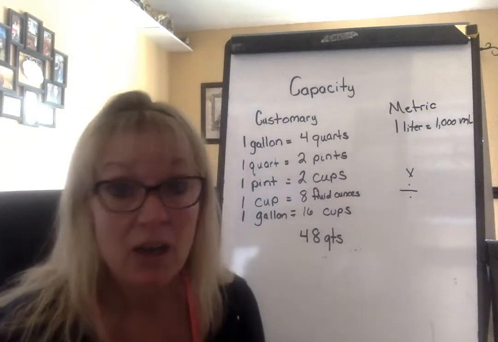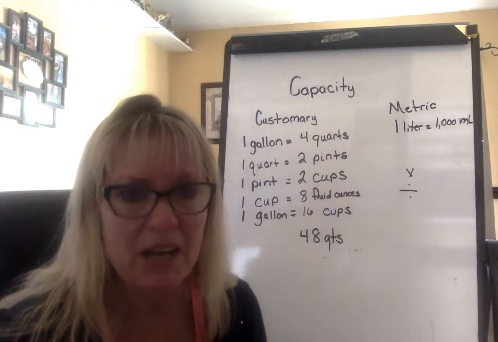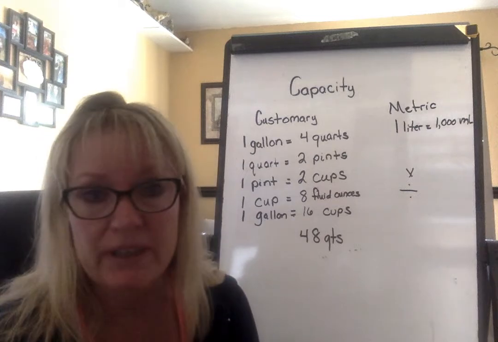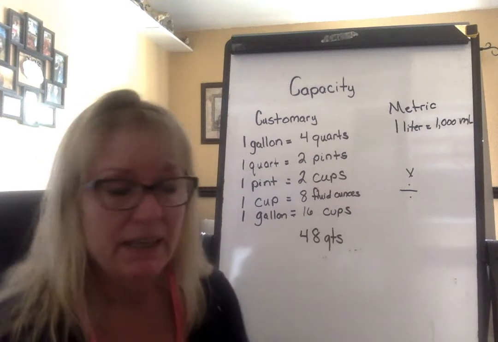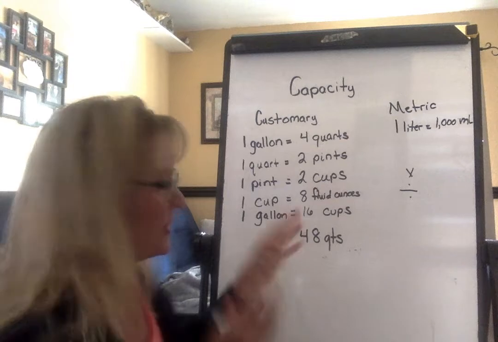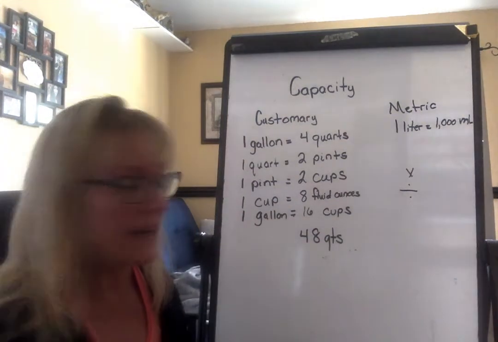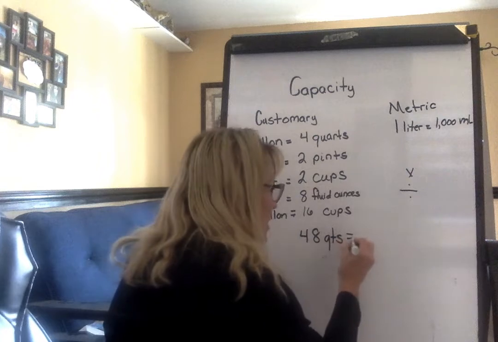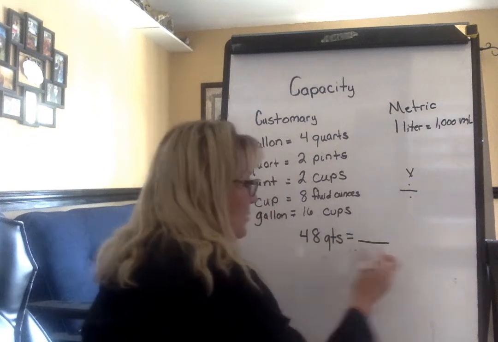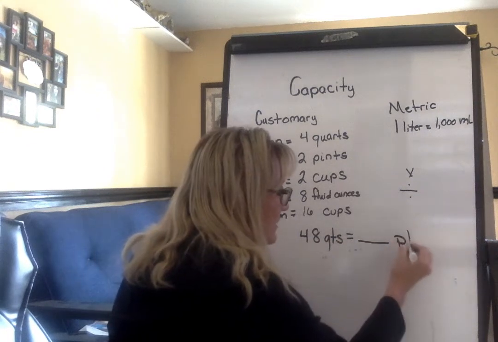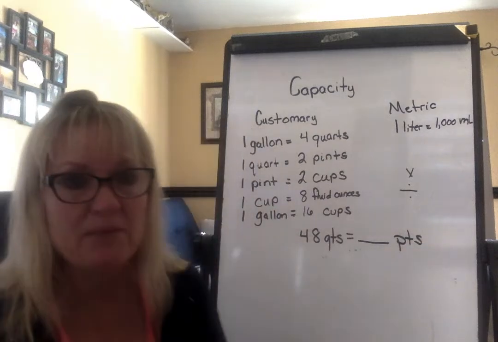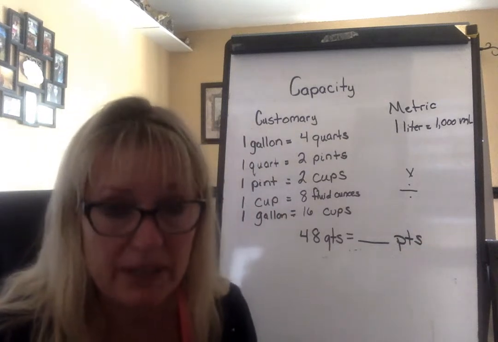And what I want to do, let's say it's something like this. I made 48 quarts of punch, and I want to put them in pint containers, and I need to know how many pint containers I would need to use up my 48 quarts. So I have a problem. I've got 48 quarts and I want to know how many pints that is.